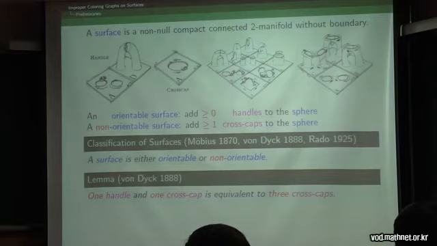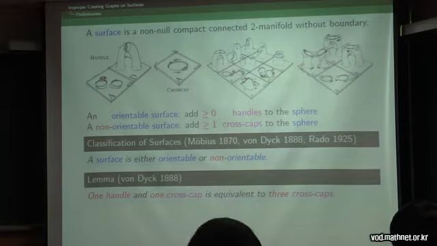And this diagram here is saying a cross handle is the same as a handle if you have 1 more crosscap, right? So all this lemma is saying is if you have 1 handle and 1 crosscap, this is the same thing as 3 crosscaps. So this lemma basically solves this problem.